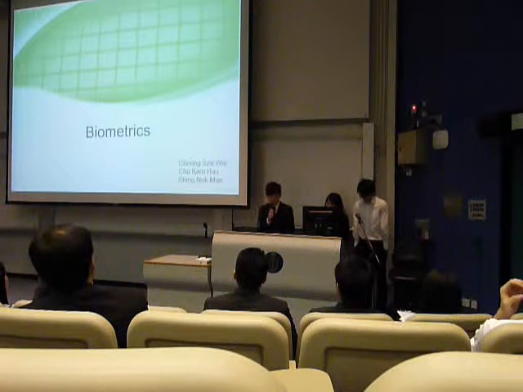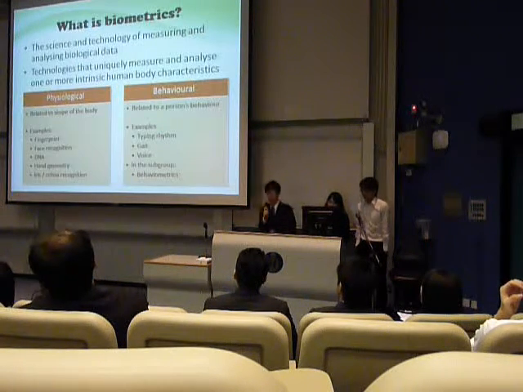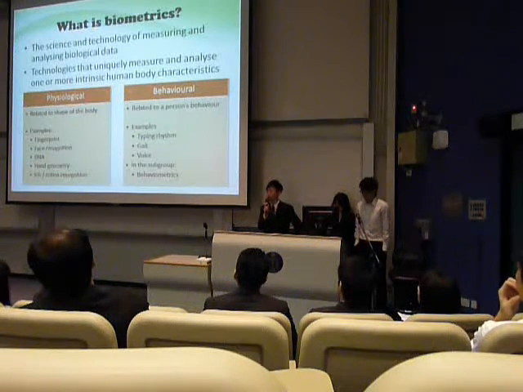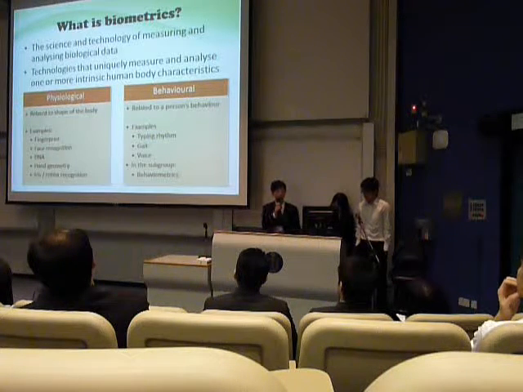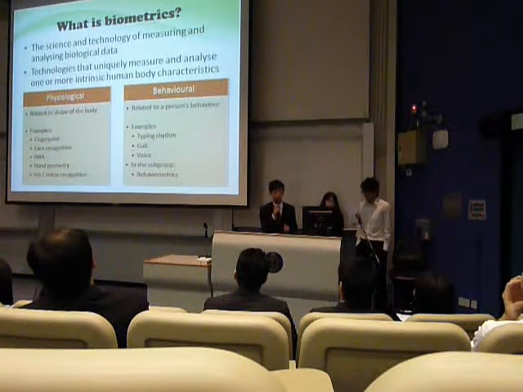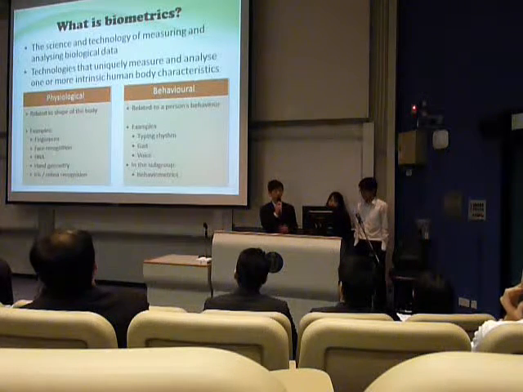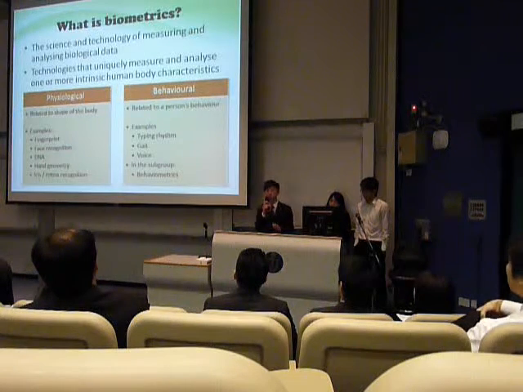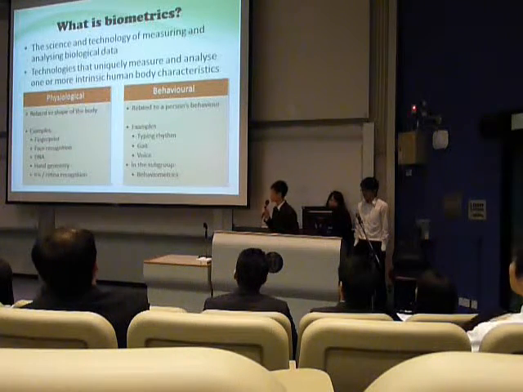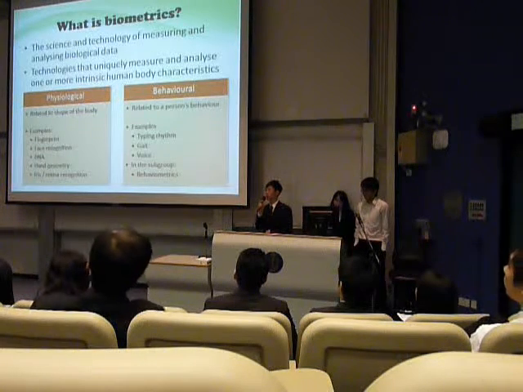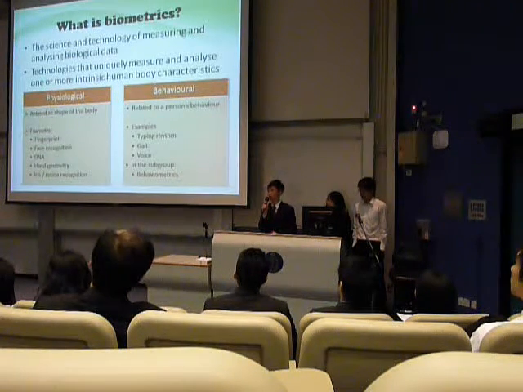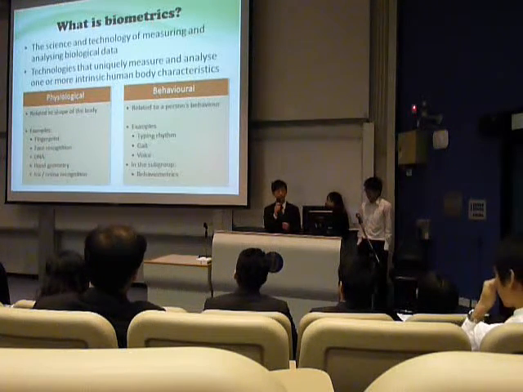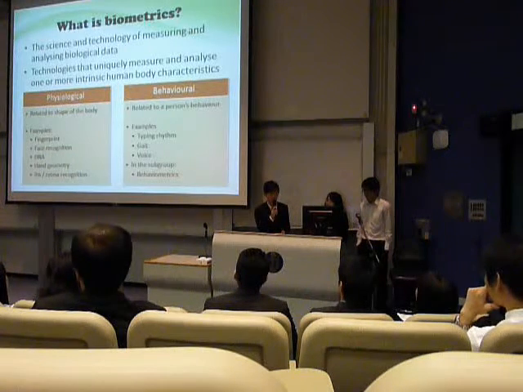So for biometrics, we first look at the definition of it. You can see that biometrics is actually the science and technology of measuring and analyzing biological data. It is also the technologies used nowadays for unique measurement and analysis of one or more intrinsic human body characteristics. I will give you an example of a simple biometric use, which is quite typical. On your laptop, you can see a scanner for fingerprints. It is very generally used nowadays, and it is actually using the technology of biometrics.